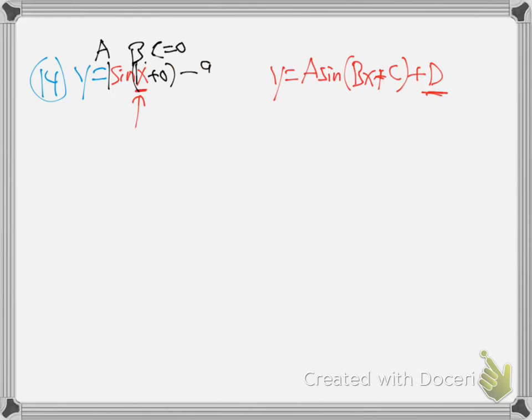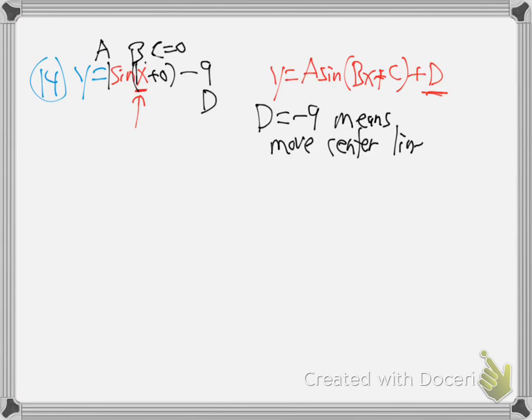And then the minus 9, that's your D. So the D is, again, outside of the plug-in. Which means what? The D is a vertical shift. So D equals negative 9 means move the center line of the graph down 9. It's a vertical shift. I'll show you.